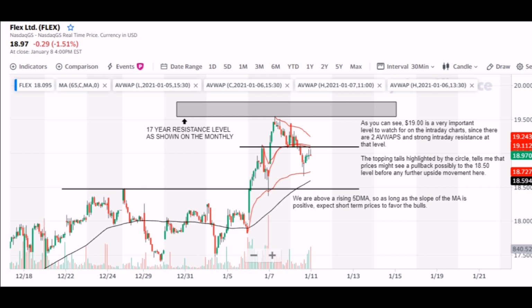We will look at a few examples at the end. Back to our example of Flex, we can see several topping tails showing that prices are having a hard time getting above the broken support level. So does that mean the 5-day moving average will be broken? Well, for now the slope is up, so continue to expect short-term prices to favor the upside. However, if we consider the monthly and daily chart of Flex, you would probably be better off staying on the sidelines until prices break the resistance level. So now you can see how analyzing on multiple time frames help you refrain from getting in on wrong places.